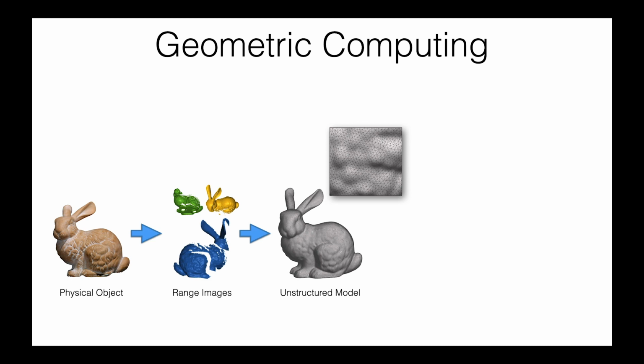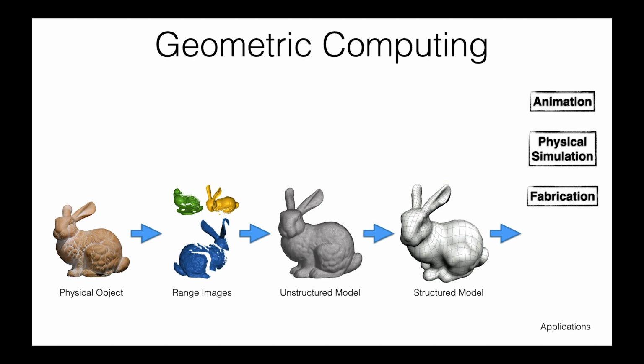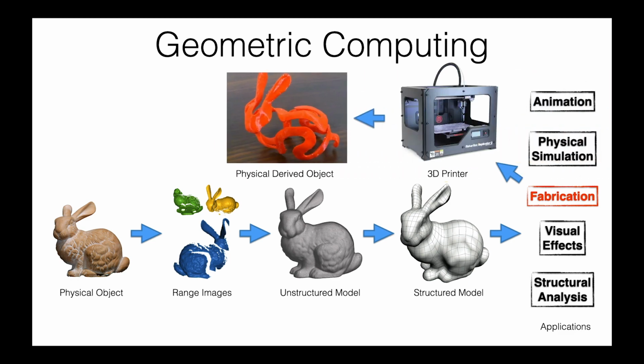And then, depending on the application, this mesh is converted into a structured one. Then, meshes are used in a large list of applications, such as computer animation, physical simulation, fabrication, visual effects, or structural analysis. In particular, there is a specific interest in geometric computing for fabrication, where the goal is to optimize geometries that then go back to the real world thanks to 3D printing to produce a variant of the original object. So the tools that you're going to study in this course are going to be useful for all these different steps, and they're going to be building blocks for creating algorithms for all these different steps of this pipeline.